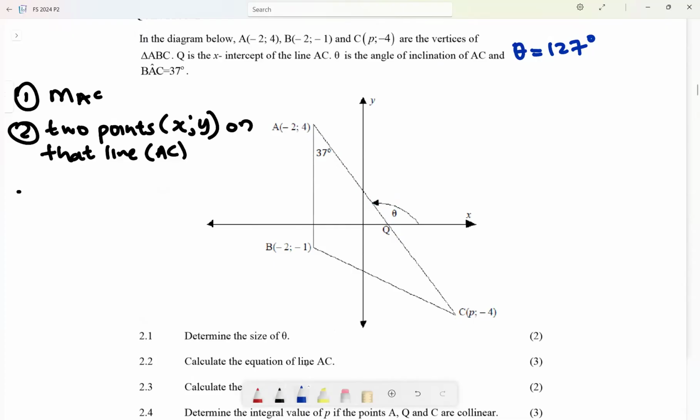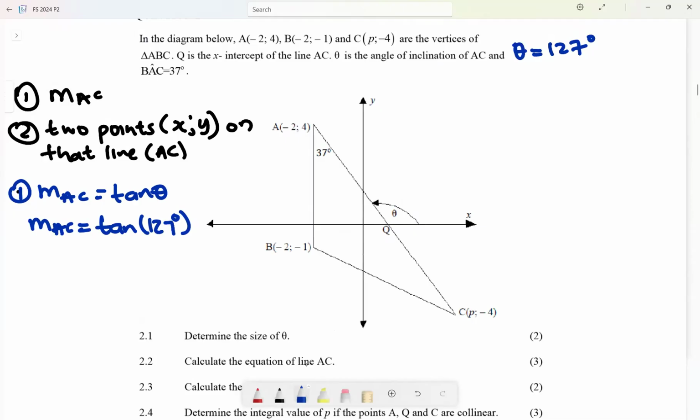So let's start with the first step. We want to have the gradient of AC. How can you get the gradient of AC? Remember, the gradient of AC is equal to tan theta. Why? Because it is this angle here. Can you see that? Tan theta there. Then another thing that you can do, gradient of AC is equal to tan, then you punch 127 there. Then you get how much? Tan 127.